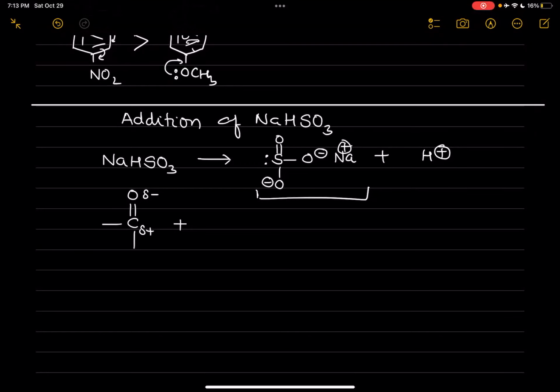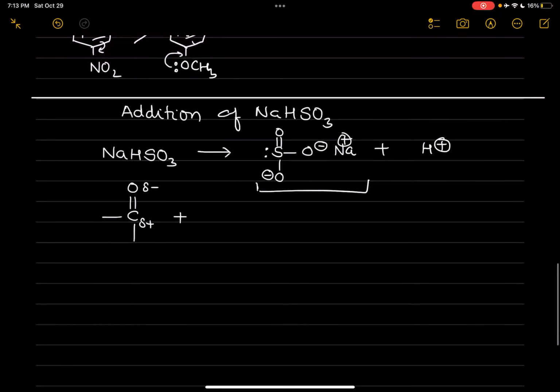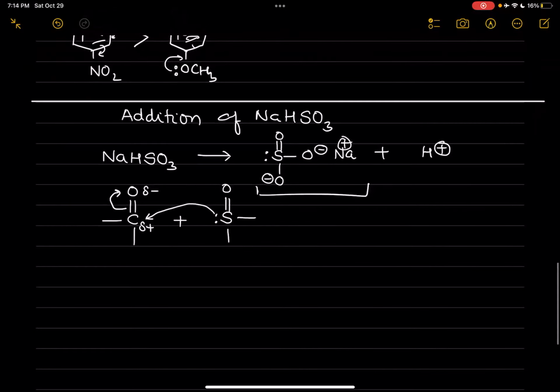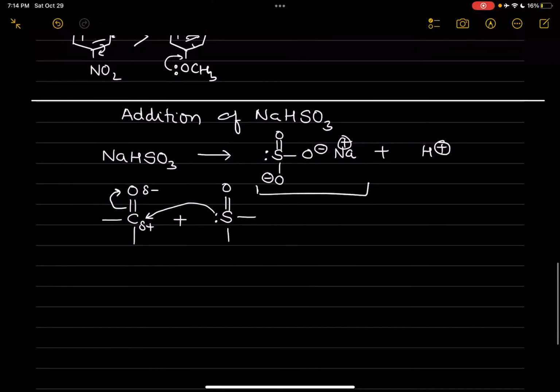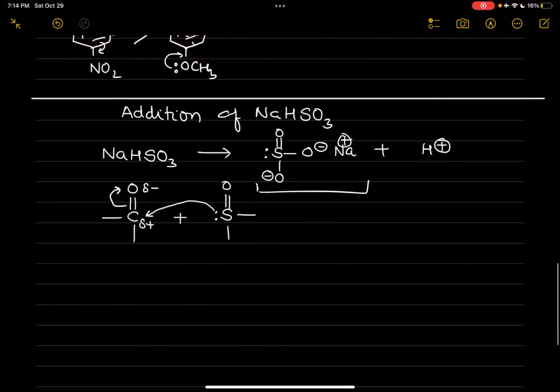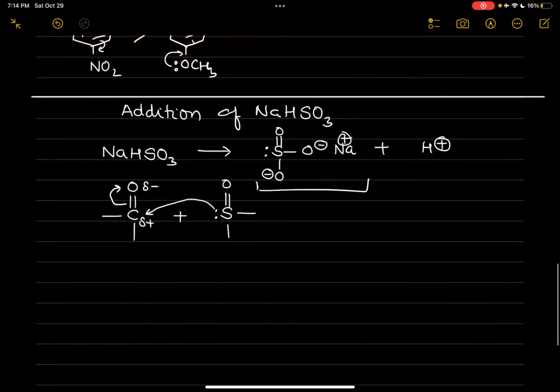By breaking the double bond, oxygen will attack? Most of them will say this, but it is the lone pair of sulfur which is going to attack. Clear? That's the main thing. So there is a carbon-sulfur bond formation during bisulfite adduct formation. That's the key thing which you should know.